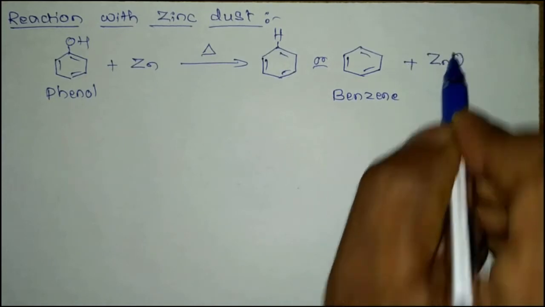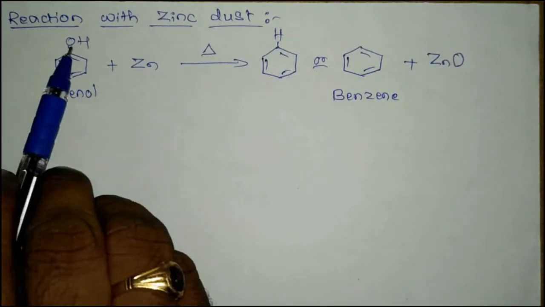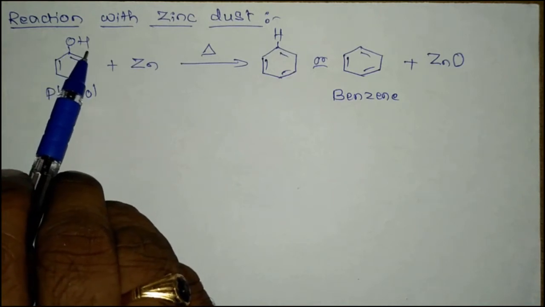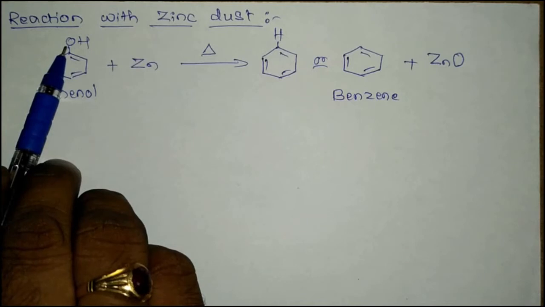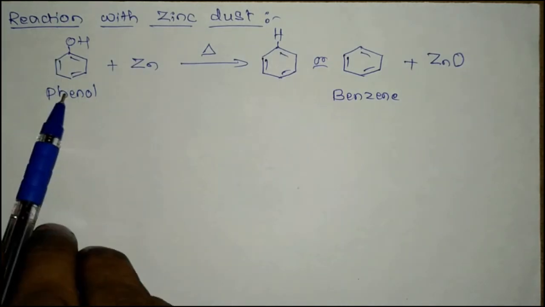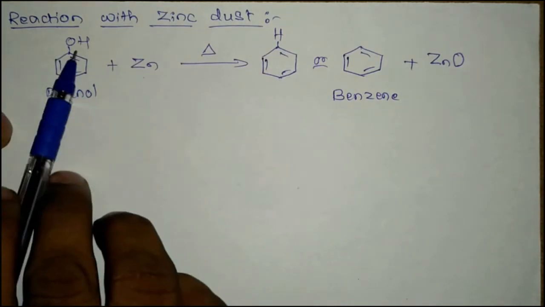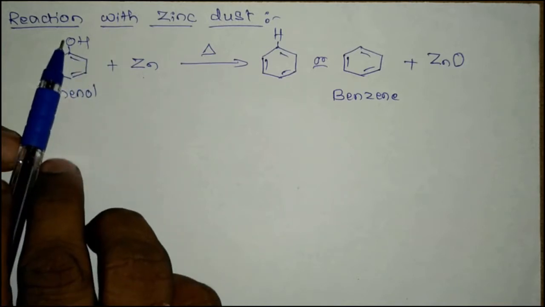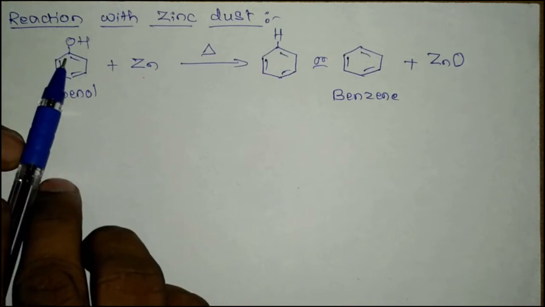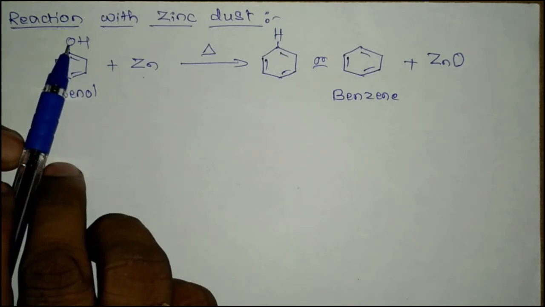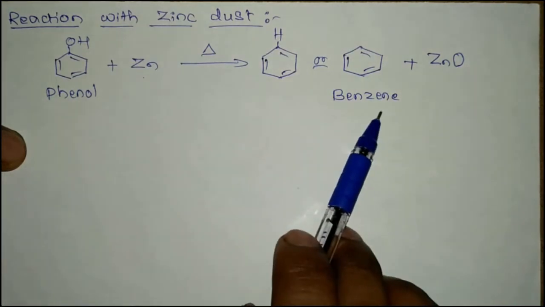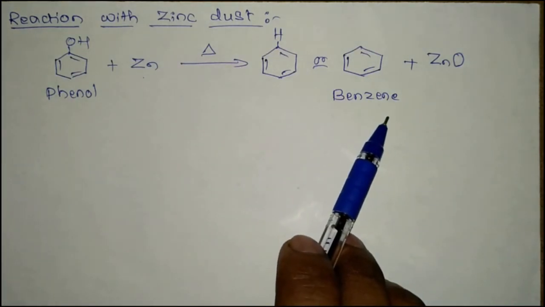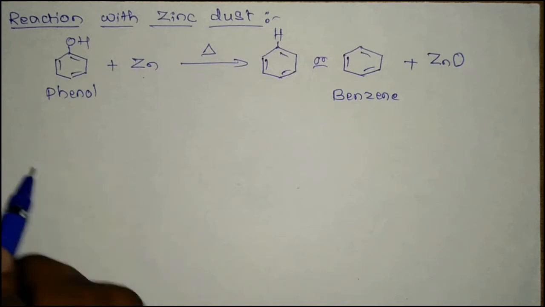plus ZnO. This reaction involves cleavage of the carbon-oxygen bond. Okay. Phenol is treated with zinc dust, this OH group is replaced, and the carbon-oxygen bond gets cleaved. This is the only reaction where you can break the carbon-oxygen bond. So phenol, when heated with zinc dust, gives benzene. Next reaction is oxidation.